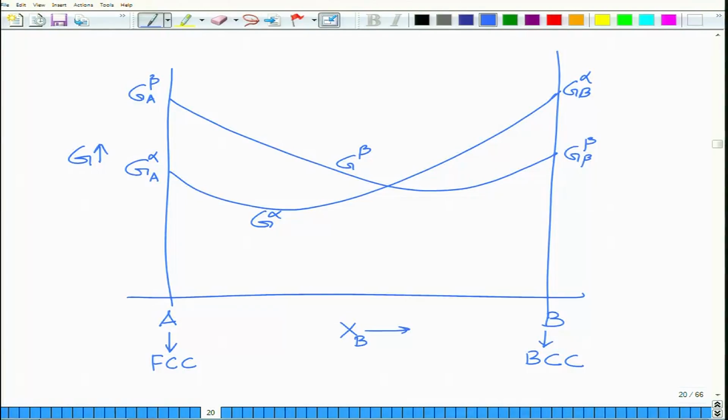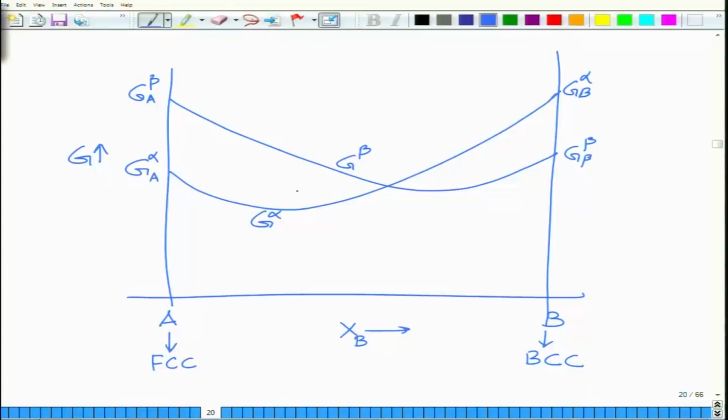What happens in this plot is that it is very clear on the left side, as you go closer to A, that A is more stable, and the free energy of the alpha phase is lower than the beta phase. If you go to the right side, the free energy of the beta phase is lower than the free energy of the alpha phase, which is more stable. What happens in the intermediate composition? That is where the problem is. What happens when these two curves cross over, and what happens in the regions adjacent to this crossover?